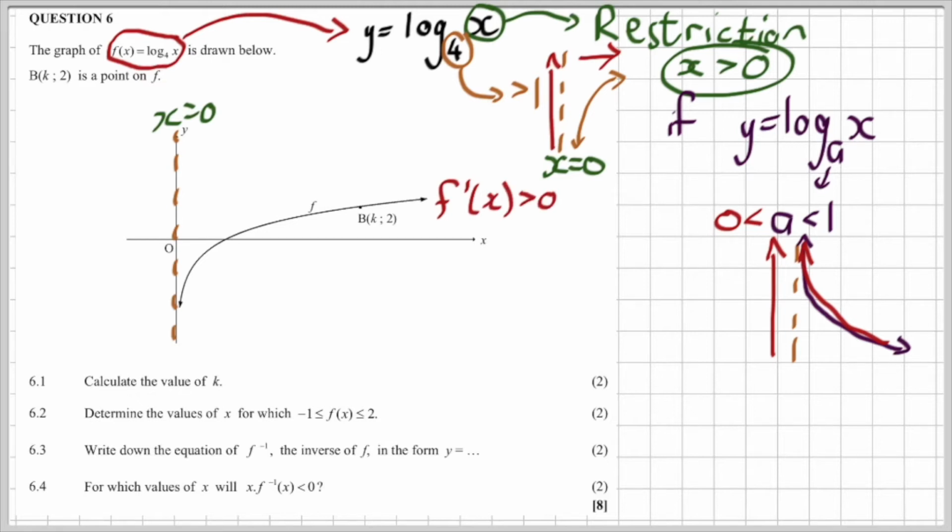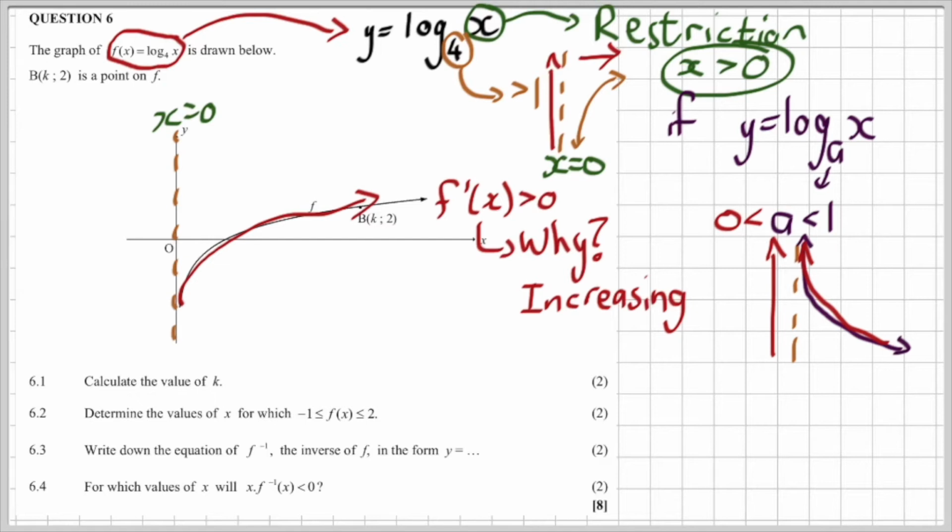What if I think about f prime of x? Now you might look at this and go, but we haven't done derivatives of logs. No, you haven't. But f prime of x is greater than 0. Why is this? Because f is increasing. Your graph increases. As x increases, the y values increase. Hence, f prime of x is bigger than 0.